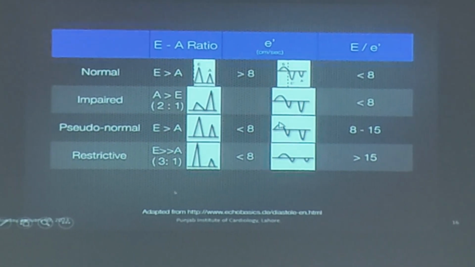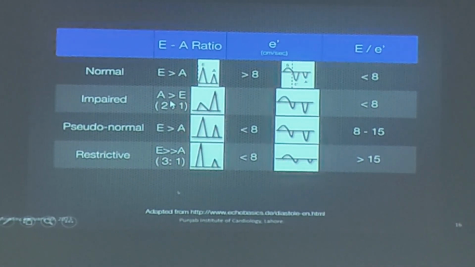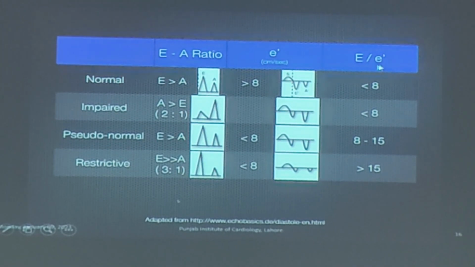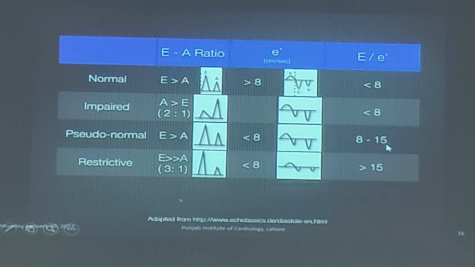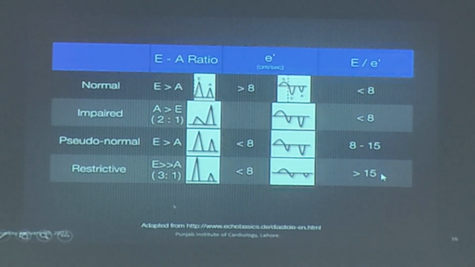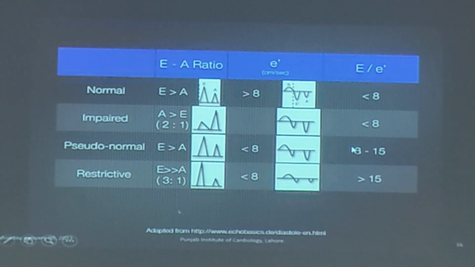So there is a summary: the E/A ratio, the normal, the impaired, pseudo-normal, and restrictive, and also in our E/E prime ratio, normal, moderate, and severe. LV end-diastolic pressure has been increased, and restrictive is grade 4 diastolic dysfunction.